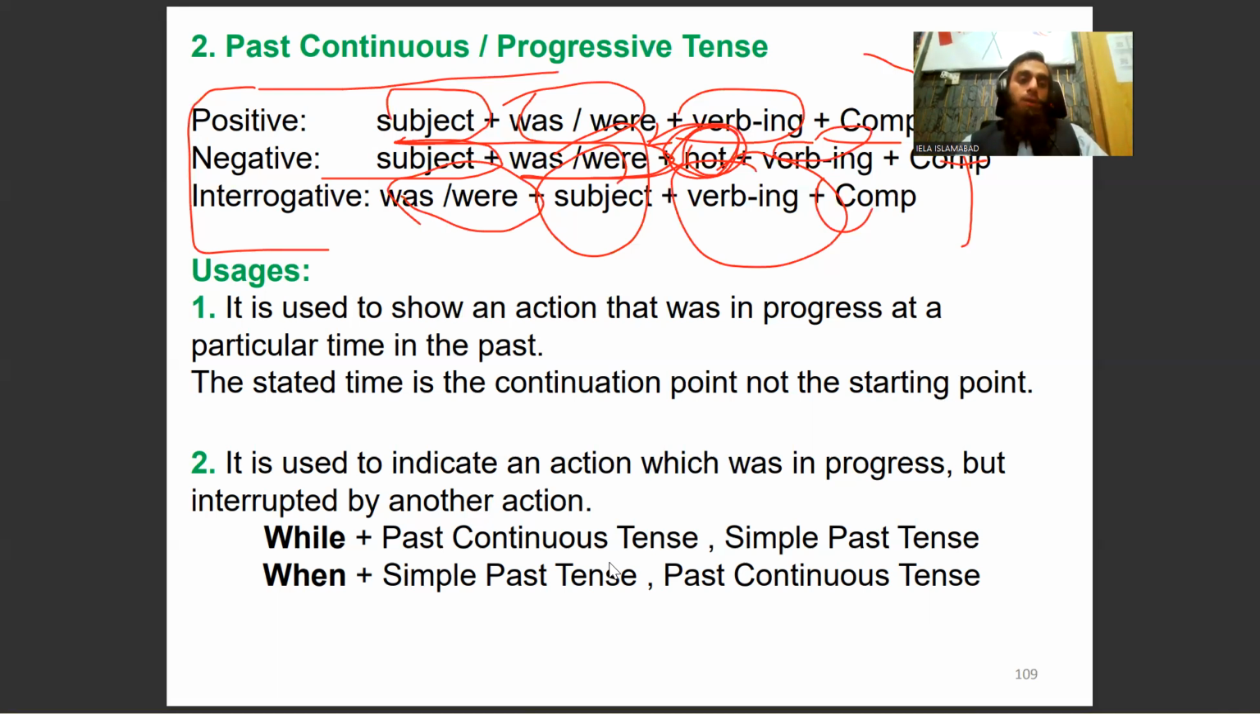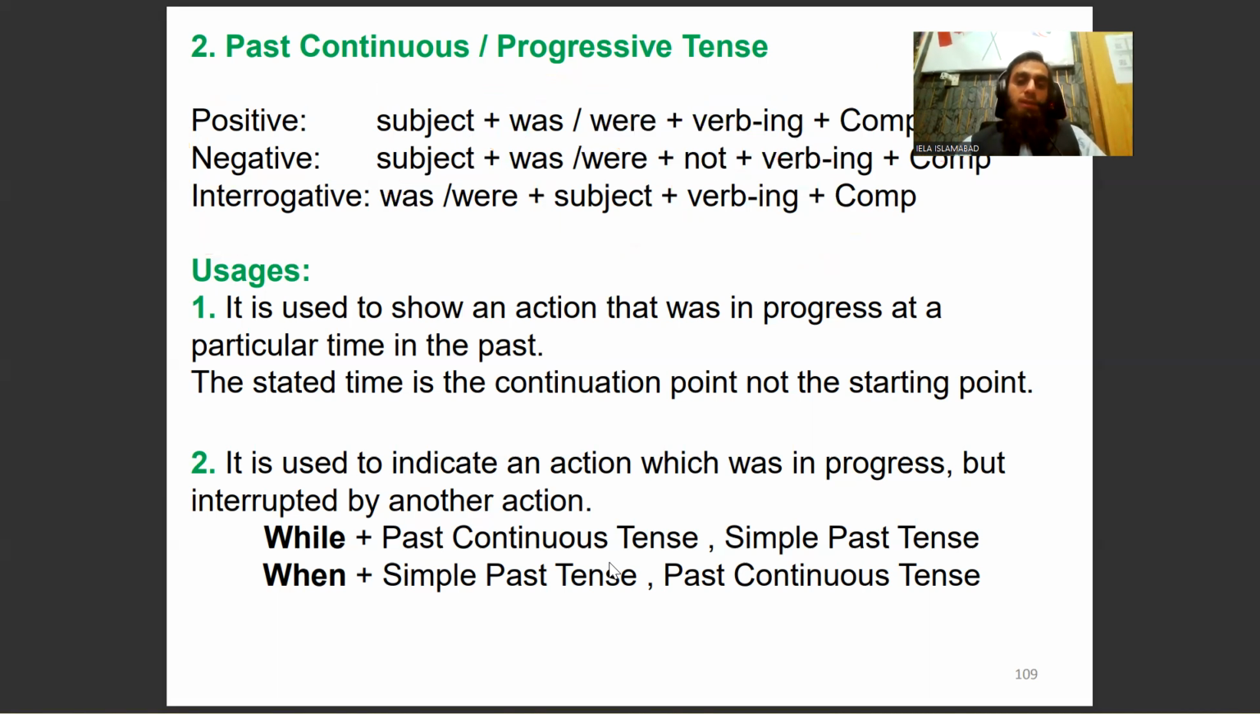Now, what are the usages? It is used to show an action that was in progress. In present simple, we studied that is in progress, but in present continuous, sorry. And now in past continuous, we are studying was in progress. Was in progress, past continuous. Is in progress, present continuous. Right now happening, so present. In the past, it was happening, so past continuous.